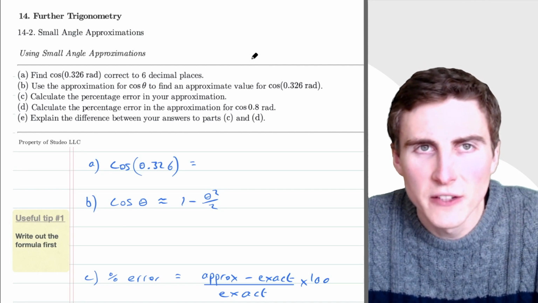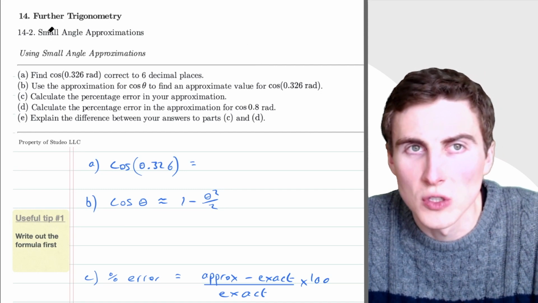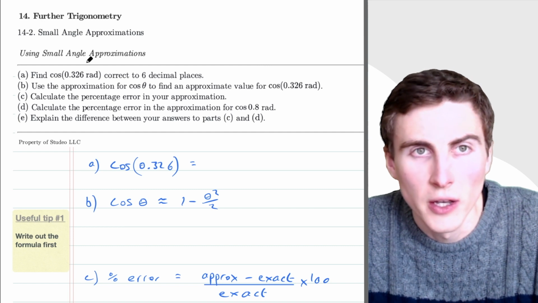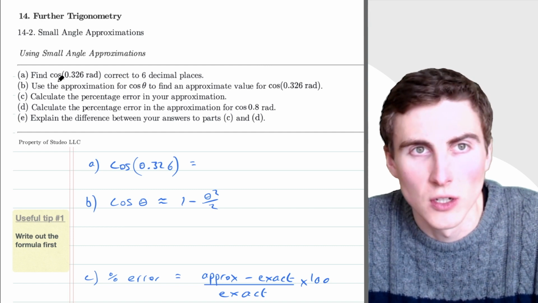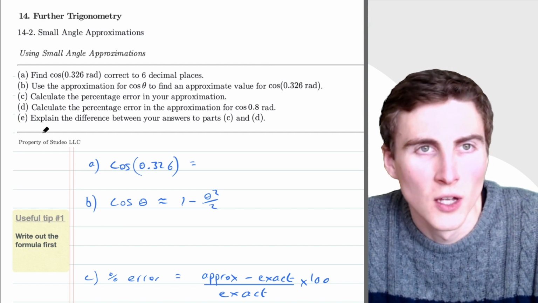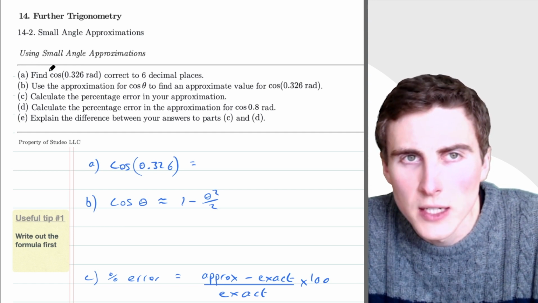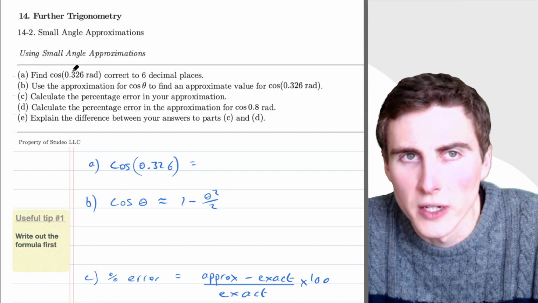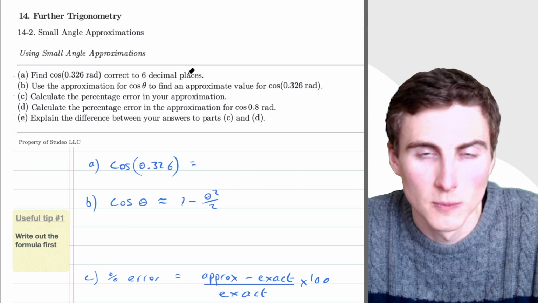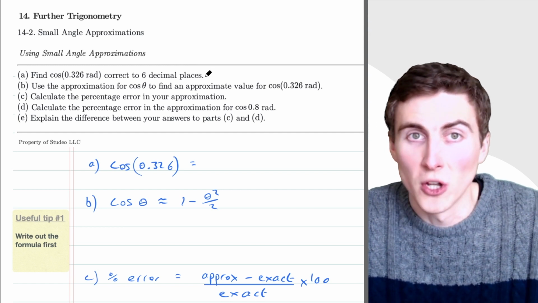Hello, so in this video we've got another question on small angle approximations, and this time it's a bit of a bigger question. We've got a fair few parts here. So if we start off at the very beginning, part A says to find cosine of 0.326 radians, correct to 6 decimal places. Now this one, nothing really complicated to it.